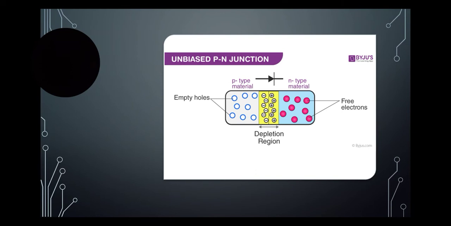Here is the PN junction diode. You can see the diagram and easily understand. The blue color circles are the empty holes, and the yellow box is the depletion region, and the red color circles are the free electrons. The left side is P type material and the right side is N type material.